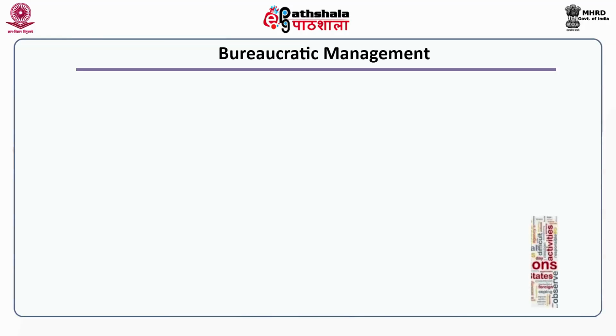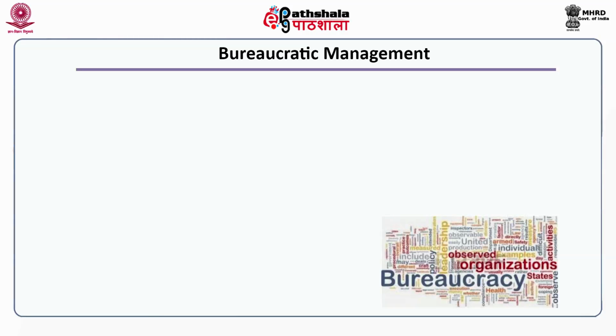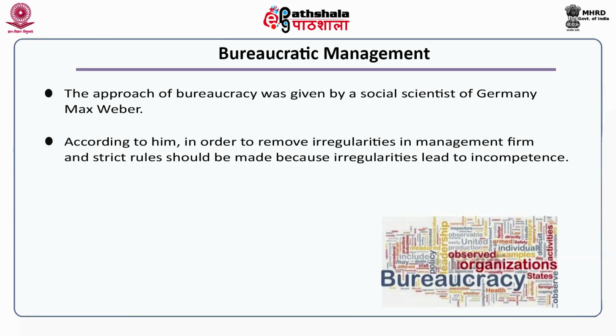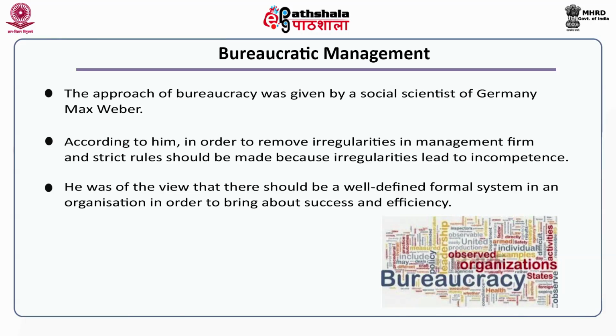The third approach under classical approach is bureaucratic management. The approach of bureaucracy was given by a social scientist of Germany, Max Weber. According to him, in order to remove irregularities in a management firm, strict rules should be made because irregularities lead to incompetence. He was of the view that there should be a well-defined formal system in an organization in order to bring about success and efficiency.